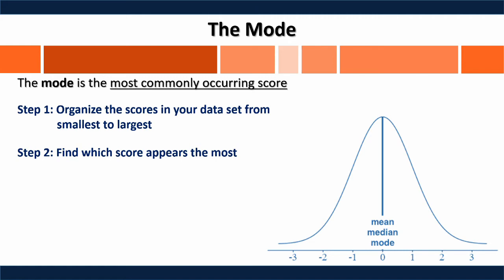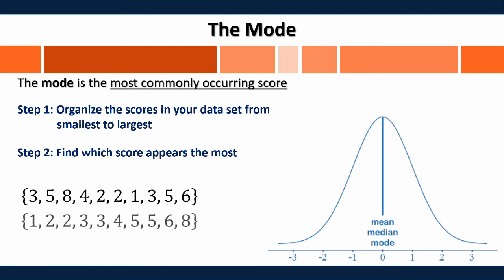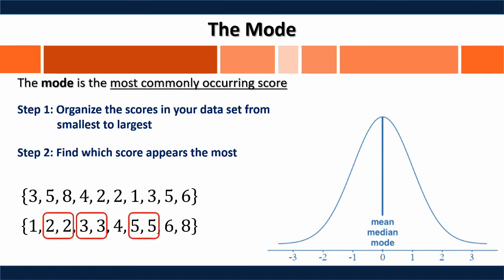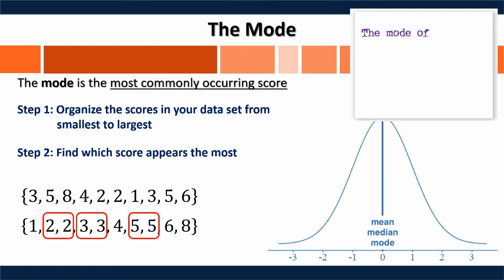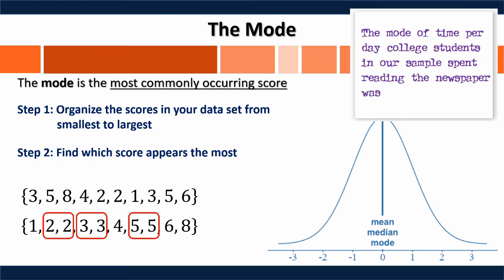Let's go back one last time to our newspaper consumption dataset. Like I said before, you first sort your data in the first step, from smallest value all the way up to the largest value, and then you see which numbers appear most frequently. In this case, 2, 3, and 5 are represented twice, whereas all other numbers appear only once. What does this mean? This means that the mode hours per day that the college students in your sample spent reading the newspaper was 2, 3, and 5 hours.